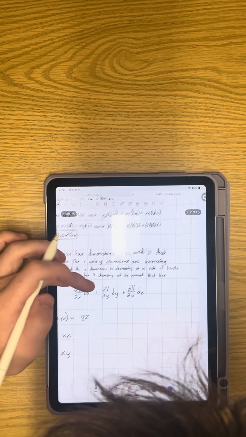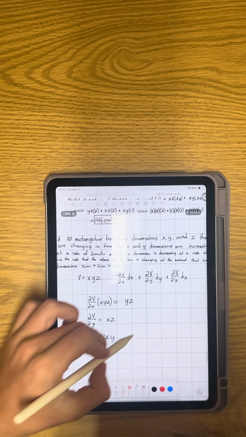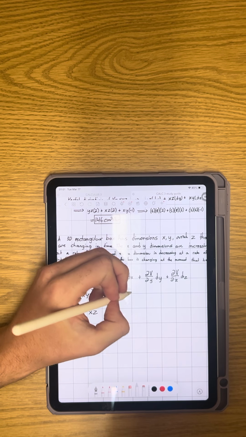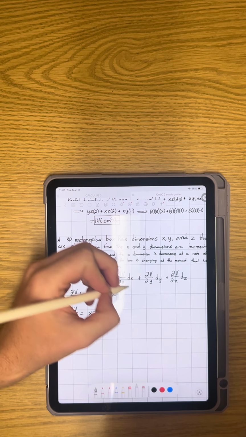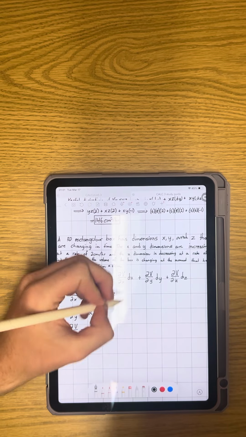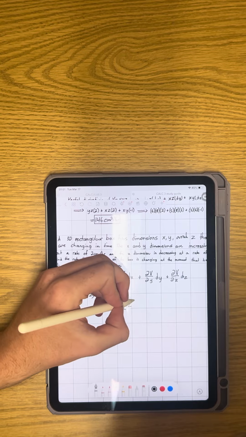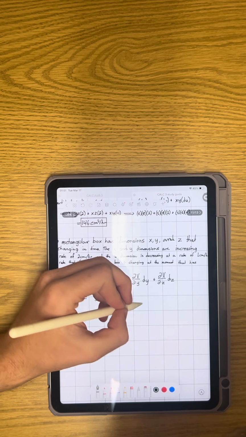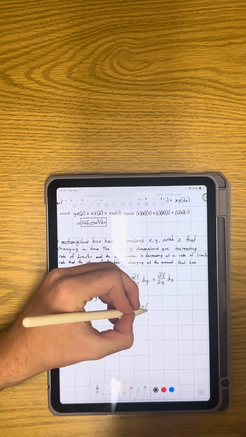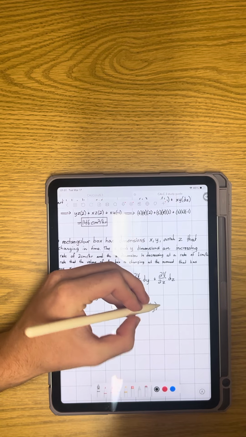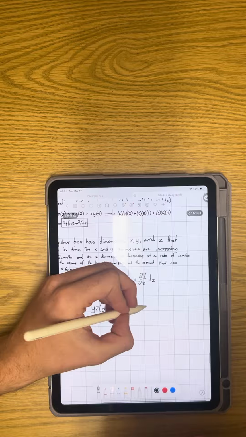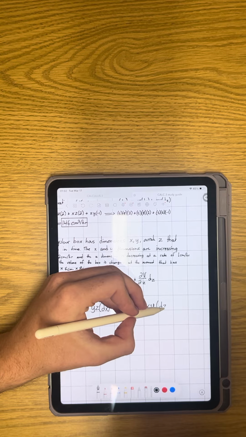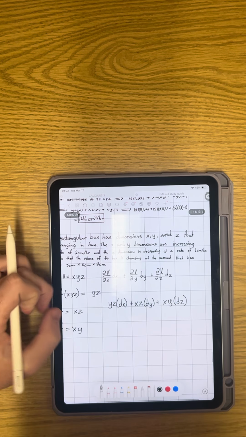Let's see. Move these out of the way. So our equation, we'll just copy it, but plug everything back in. So we have yz times dx plus xz times dy plus xy times dz. All right.